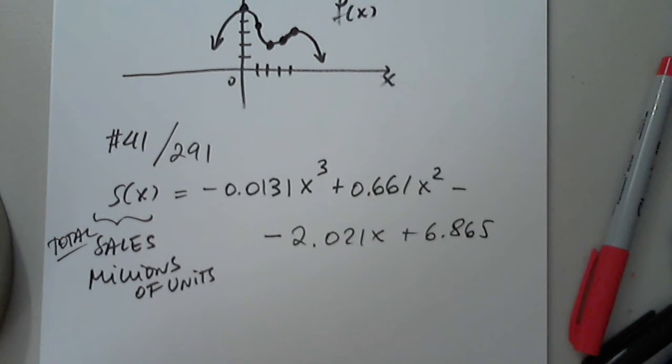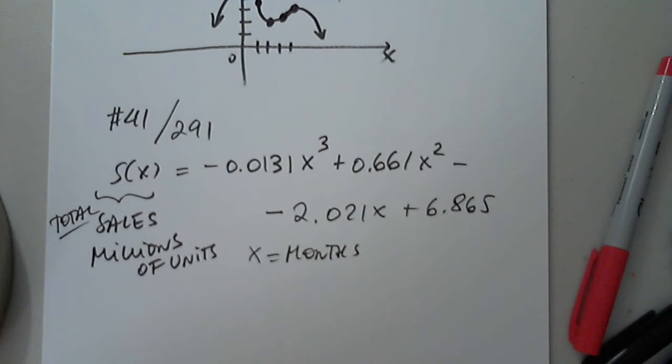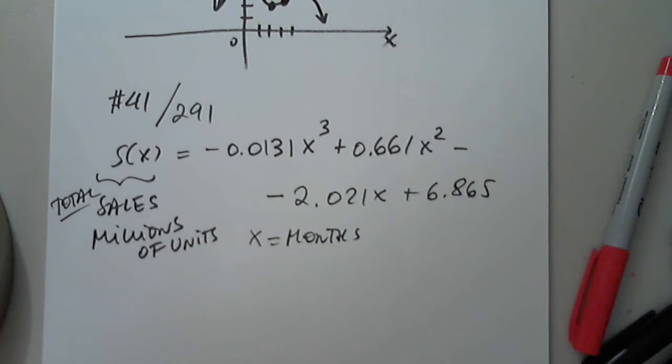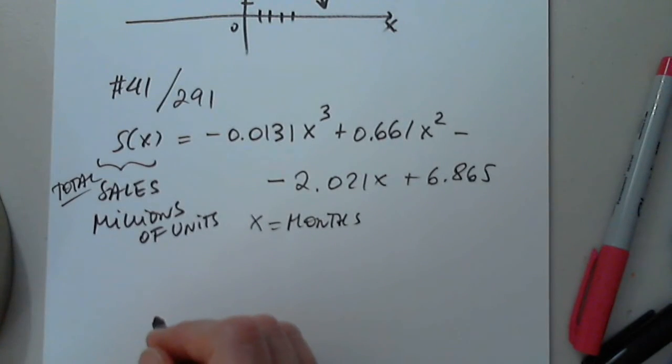X months after the device was released. So X is in months, time in months. Find the point of inflection and interpret its meaning in terms of the rate of change in sales. Very interesting and very important type of question. So I'm going to write the question here for us to have it.